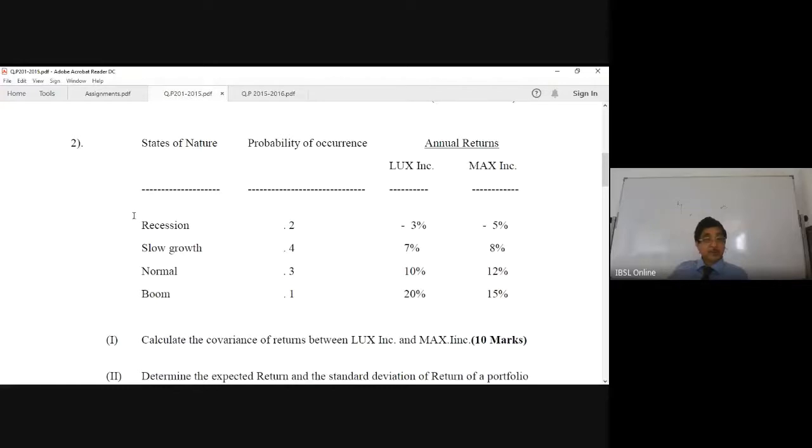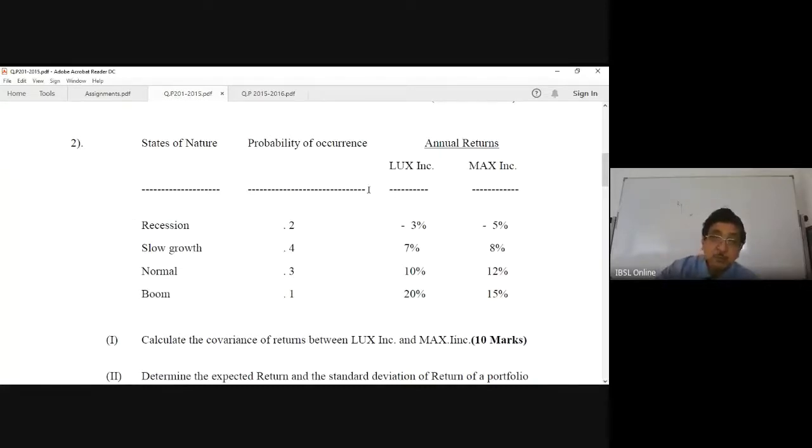And the probability of occurrence. You should add it up and see whether it comes to 1. That is the first check you need to do. 0.2 plus 0.4 is 0.6. 0.6 plus 0.3 is 0.9. 0.9 plus 0.1 is 1. So that check is good, and you can proceed further.